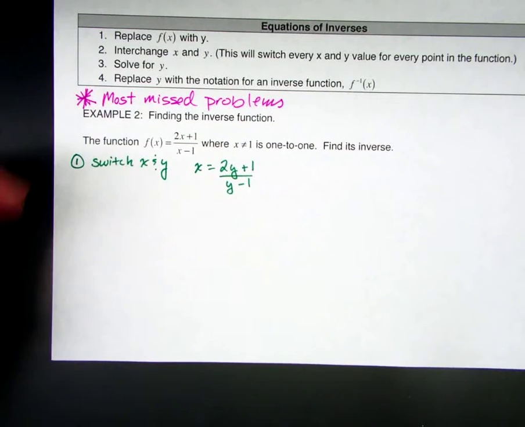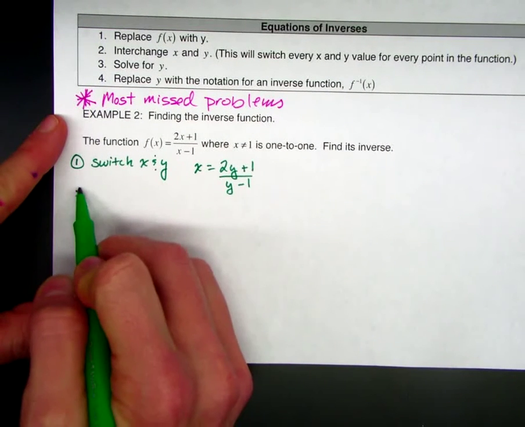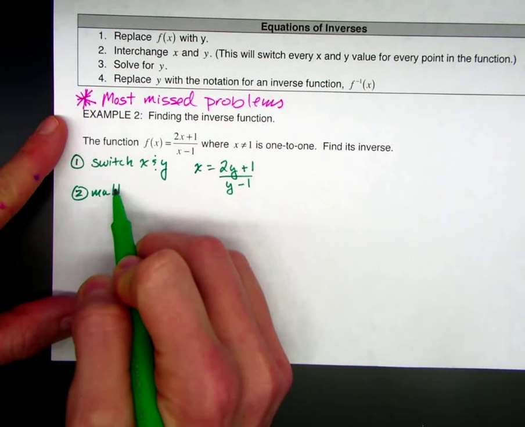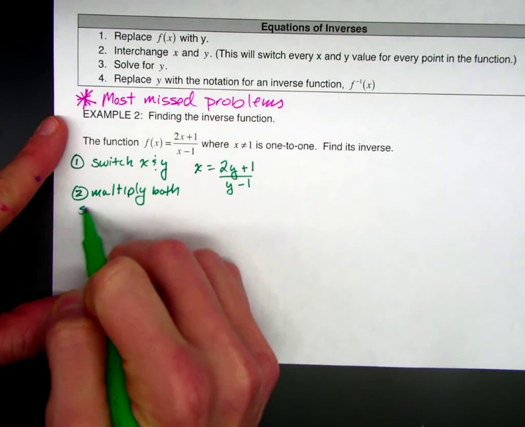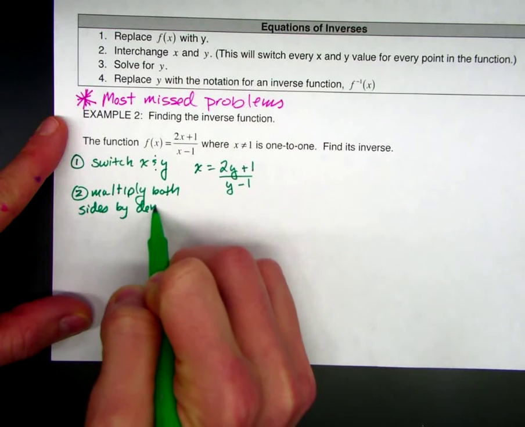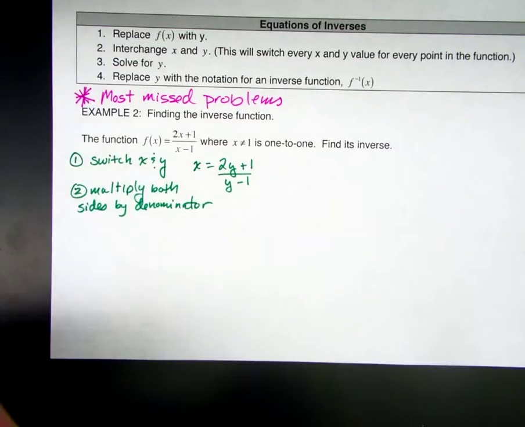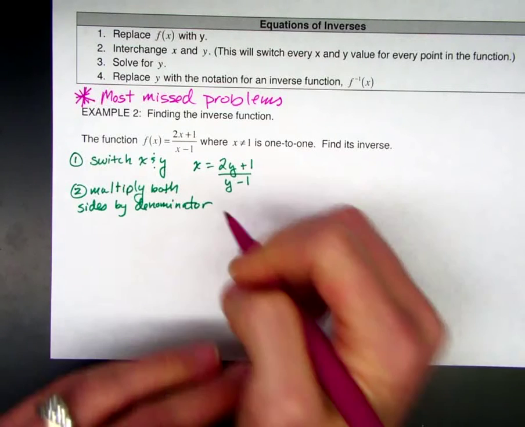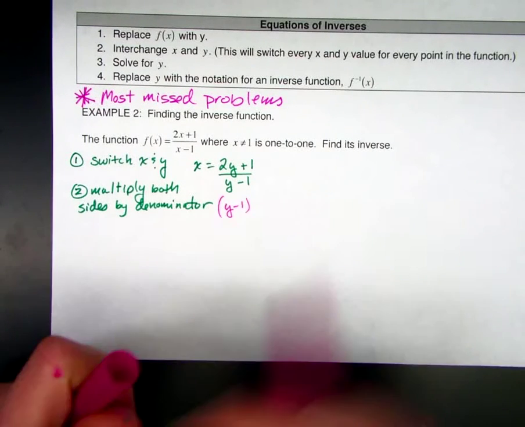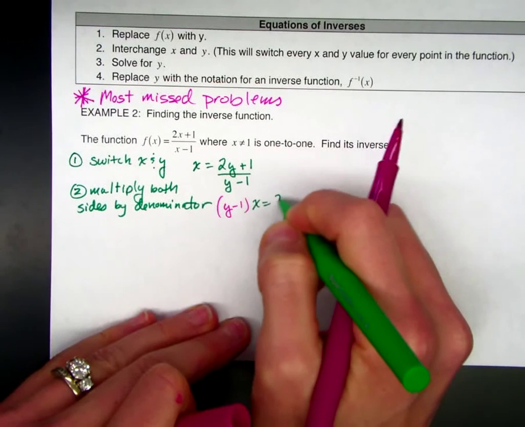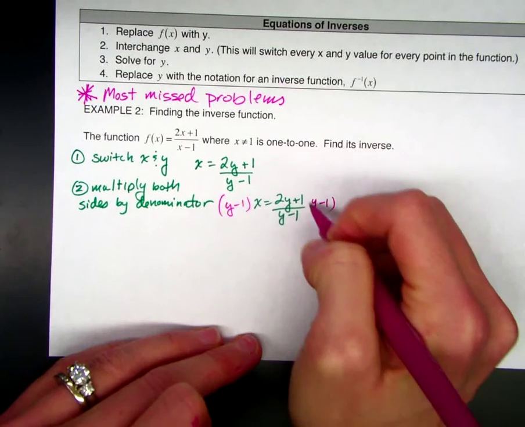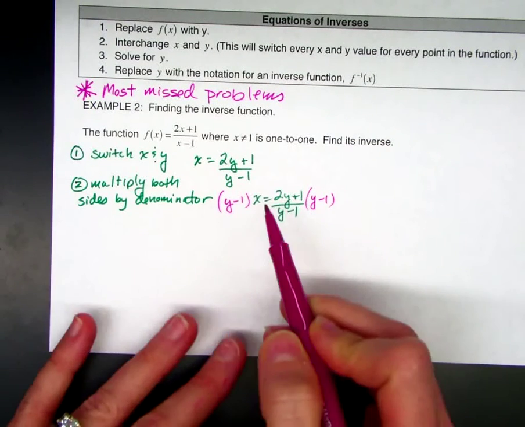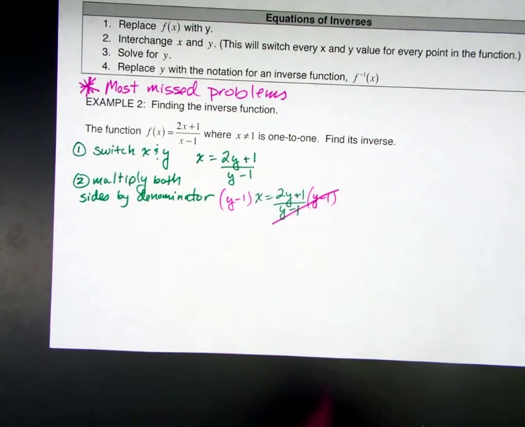All right, so the next thing you want to do is multiply both sides by the denominator. So what you'll end up with is y minus 1 times x, and y minus 1 here. And then what happens is when we multiply both sides, this is going to cancel out, and so we no longer have a fraction to deal with.